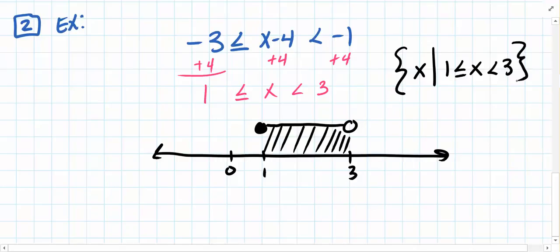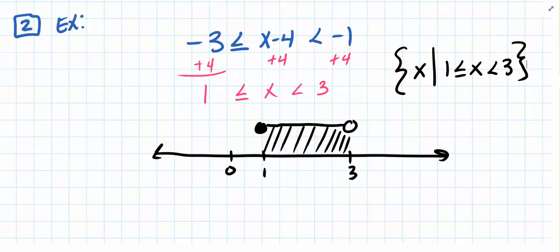Does it make sense that we have a set of numbers to answer this question? Does it make sense that we have a collection of distinct elements? That's what a set is, a collection of distinct elements. Yes, because we have 1, we have 2, we have 2.5, we have 2.999, we have 1.873. We have an infinite amount of distinct objects that we can collect, so it does make sense to talk about it in set notation. That's why we do it. Does that make sense? Okay.